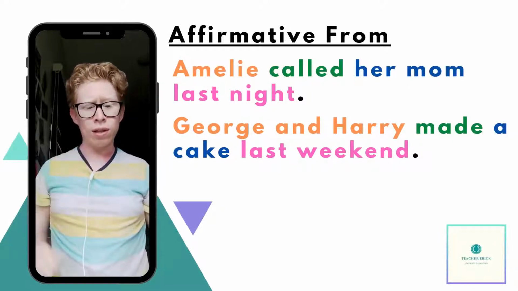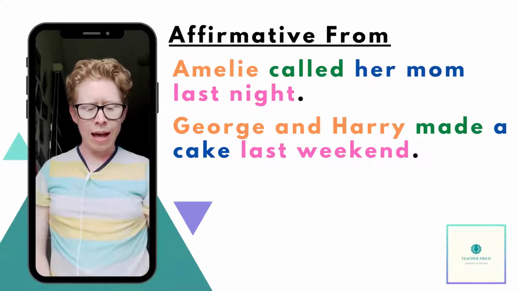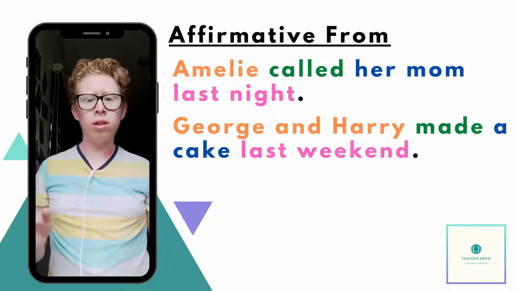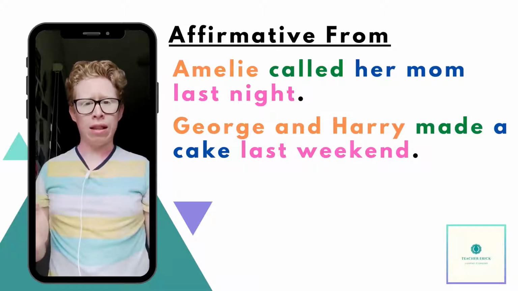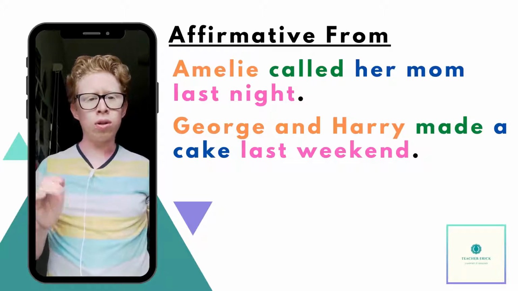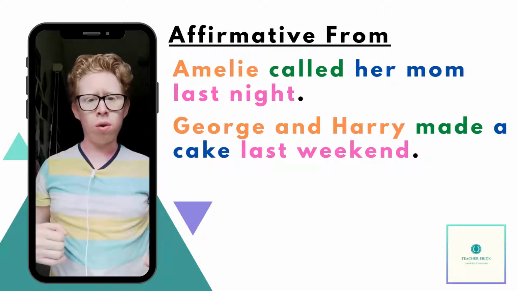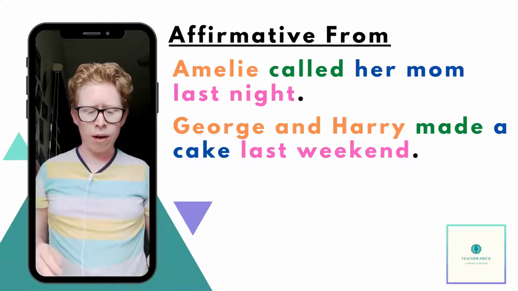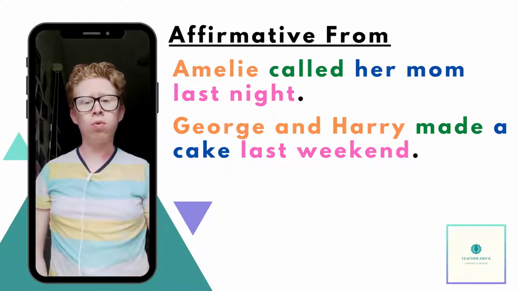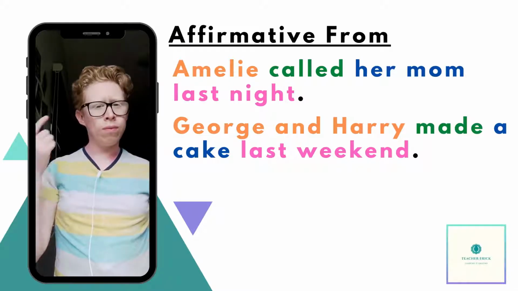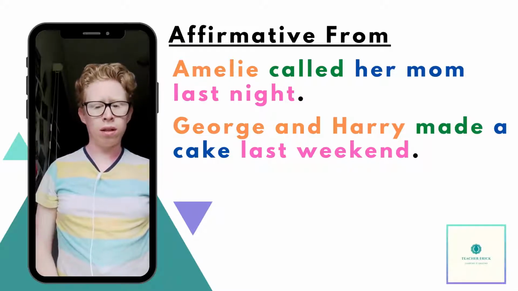Here we have two examples. The first one says, Amelie called her mom last night. So this is what she did last night. She did it only one time. What was the action? She called. Okay. The second example says, George and Harry made a cake last weekend. Okay. This is an action that occurred the past weekend.